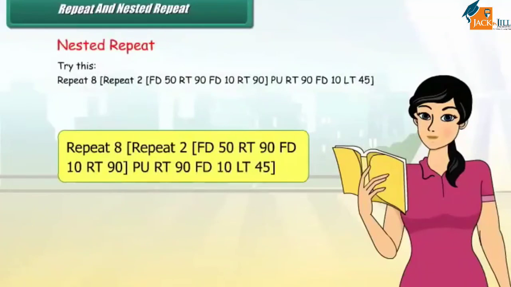Try this. Repeat 8. Start a square bracket and write repeat 2. Start another square bracket and write FD 50, RT 90, FD 10, RT 90. Close one square bracket and continue PU, RT 90, FD 10, LT 45 and close the bracket.